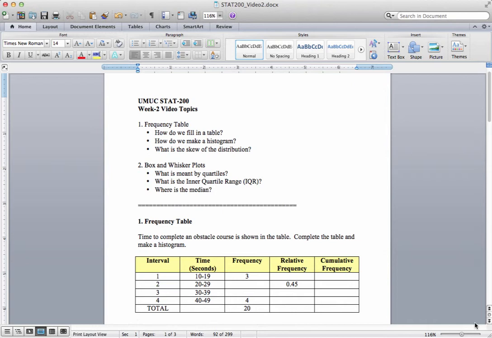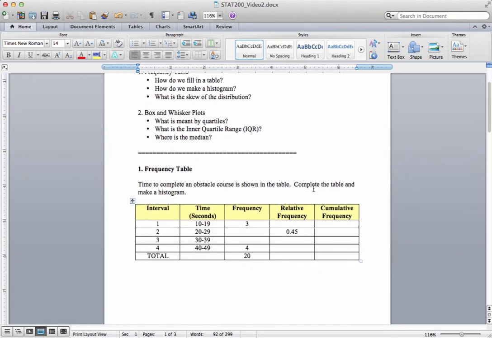So first, we're going to cover two topics this week. One is frequency tables, the other is box and whisker plots. For a frequency table, I'm going to show you how to fill in a table, how to make a histogram, and what is the skew of that distribution. And for box and whisker plots, we'll look at quartiles, the interquartile range, and where is the median.